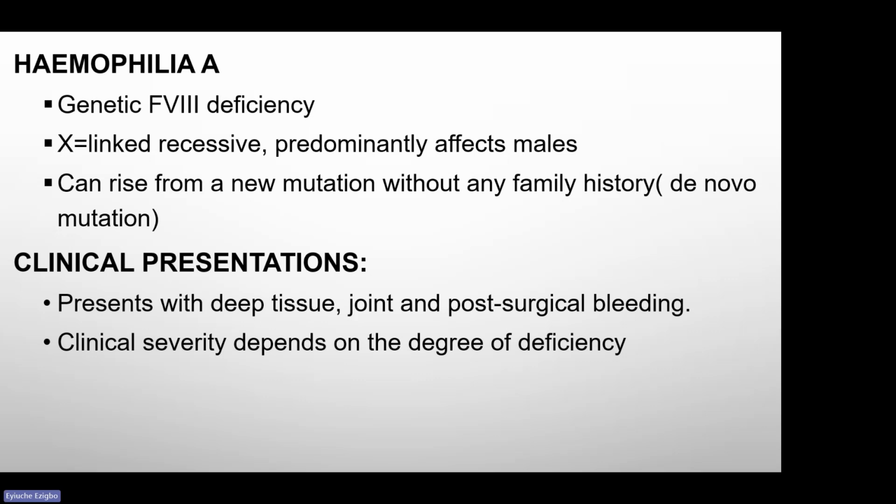Someone may not have a family history of bleeding and can just show up like that in nature. We call it a de novo mutation. And some of the clinical presentations include deep tissue bleeding, joint and post-surgical bleeding. The clinical severity depends on the degree of deficiency of factor 8.